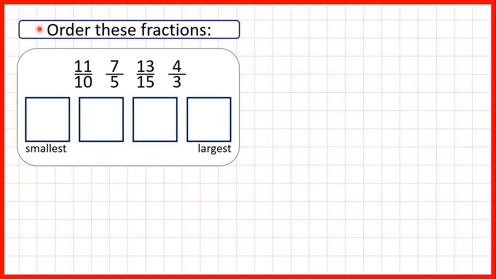Now we need to order these fractions, and the fractions we have here are improper fractions, so they have a larger numerator than denominator. So we have 11 tenths, 7 fifths, 13 fifteenths, and 4 thirds. Now to compare fractions, it's easier if the denominators are the same.